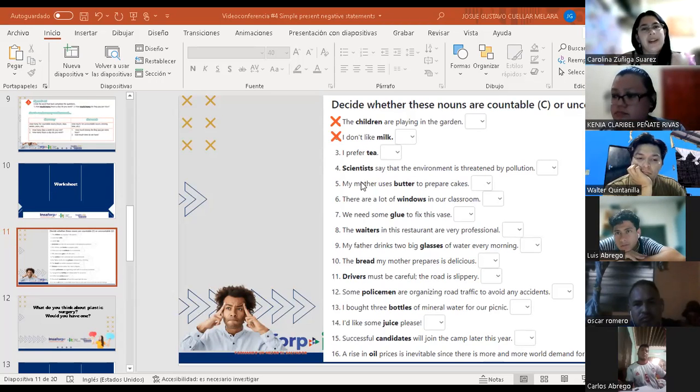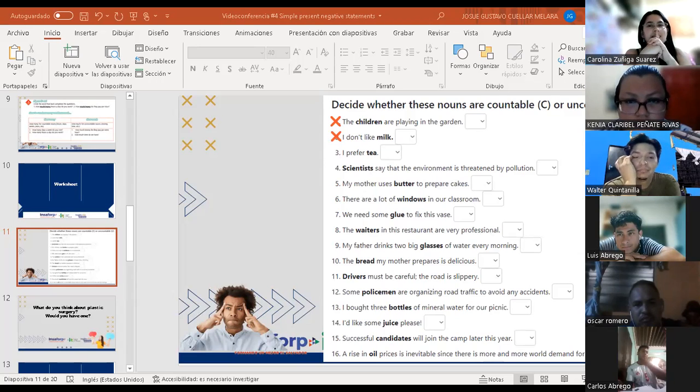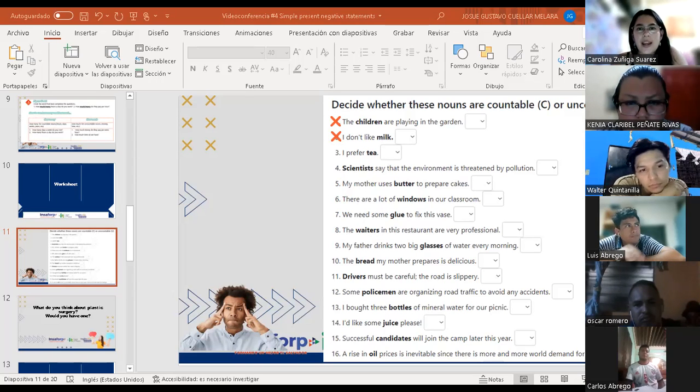The number three, but I am not sure because I'm talking about tea like a granel or the las bolsitas. No, when you say tea, it is similar to some other beverage, similar to a general drink. Okay, so I prefer tea is uncountable. Yes, similar to saying I prefer chocolate. Yes, okay, that's okay. Good. Kenya, and then we go with Carlos.